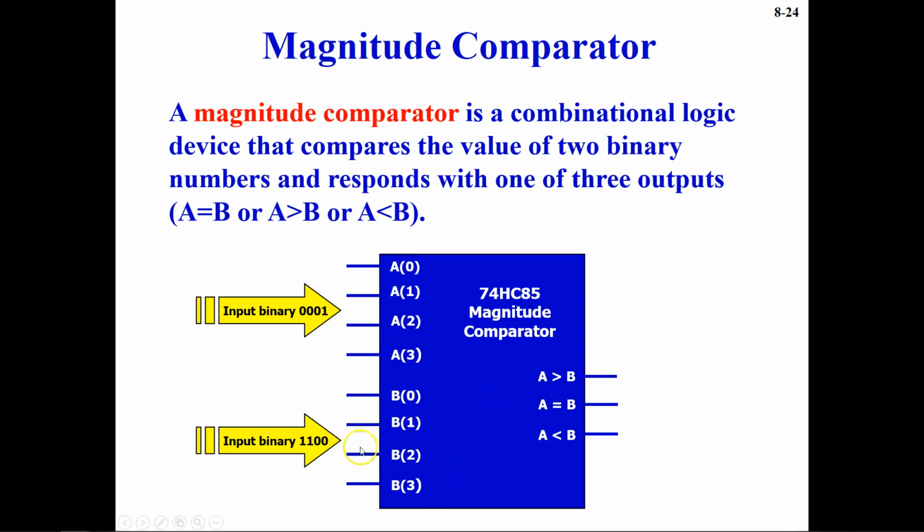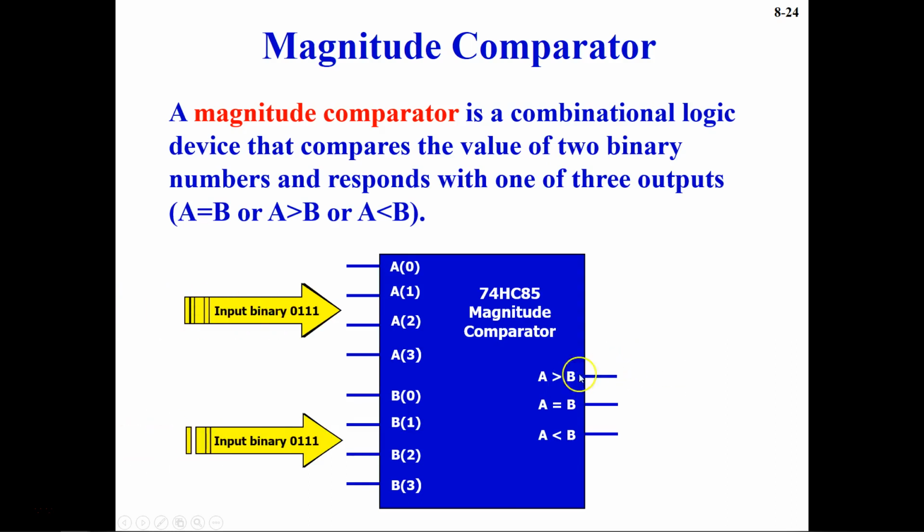So which means that A is smaller than B, so this is going to be high, and that's why you have high here. Let's say you have input binary 1111, and input binary for B is 0110. Definitely this is smaller than this binary number, so A is greater than B in this case. So in this situation, A is greater than B is going to turn high.